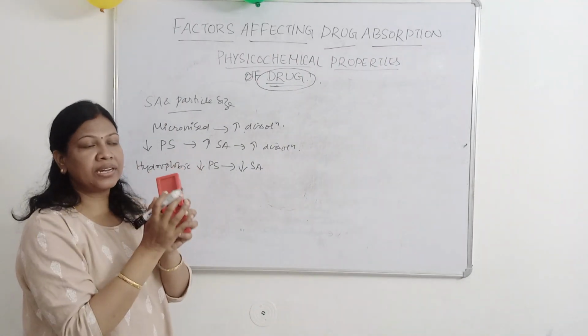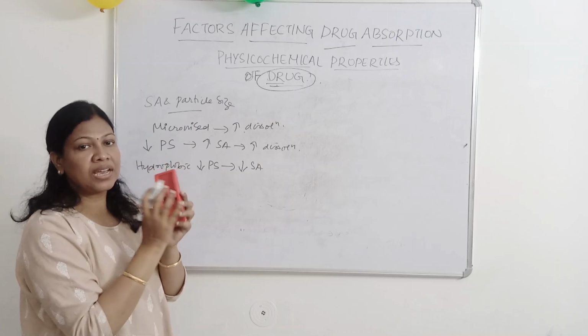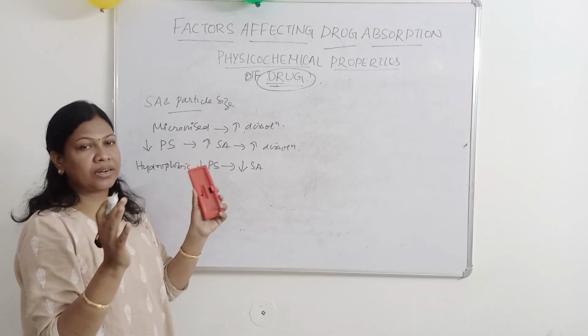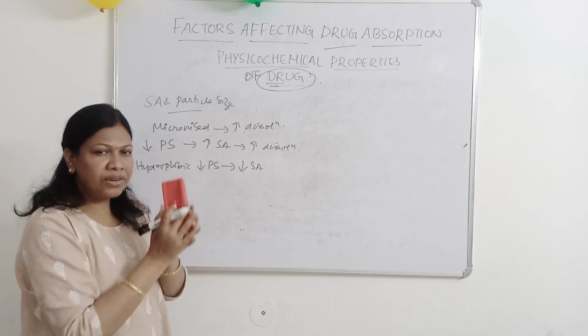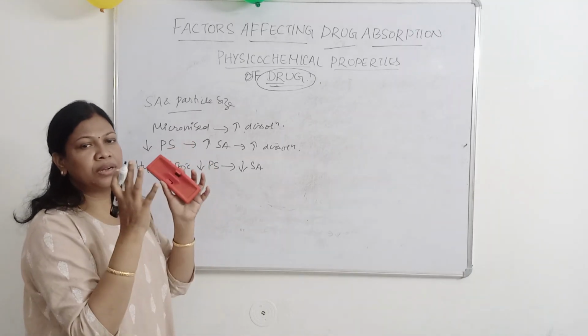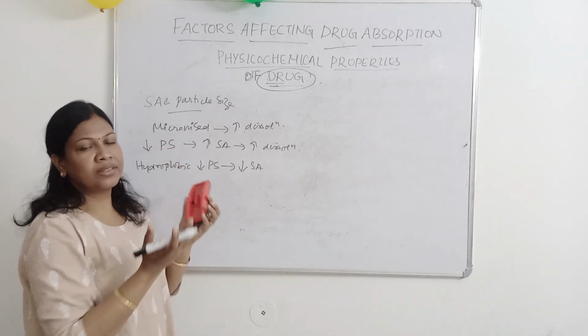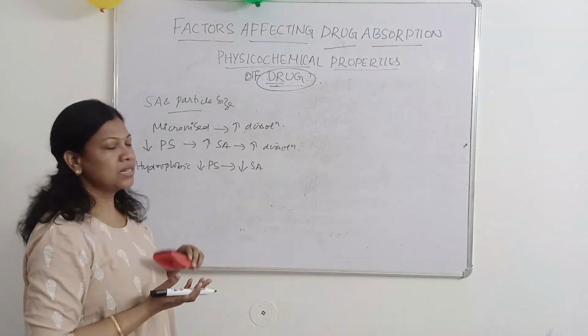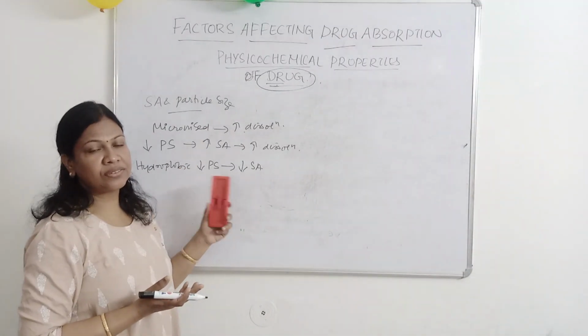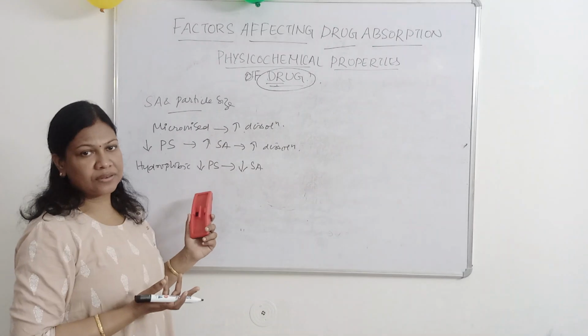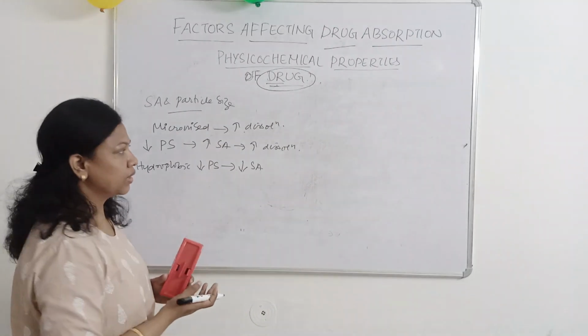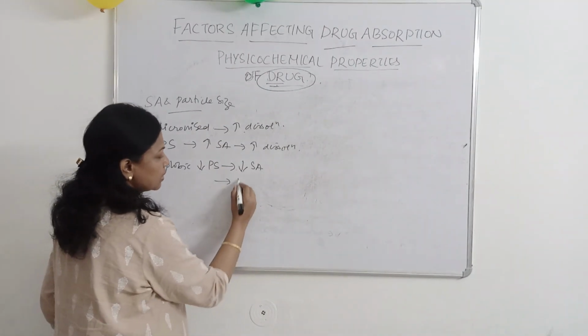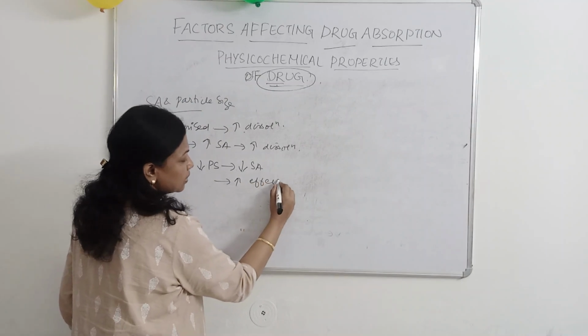Again they will aggregate and they will reduce the surface area as their free energy is higher. To reduce the free energy, they will accumulate again. They will reduce their surface area and there will be no use of increase in surface area or reduction in particle size. They are going to agglomerate again. So here you have to increase the effective surface area.